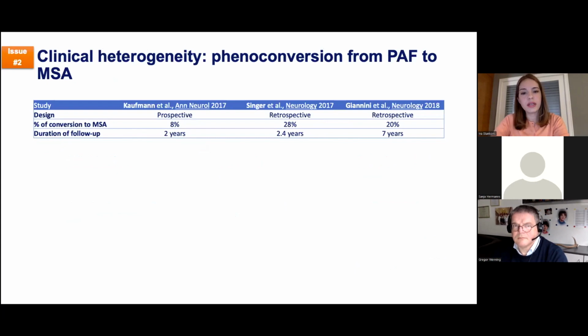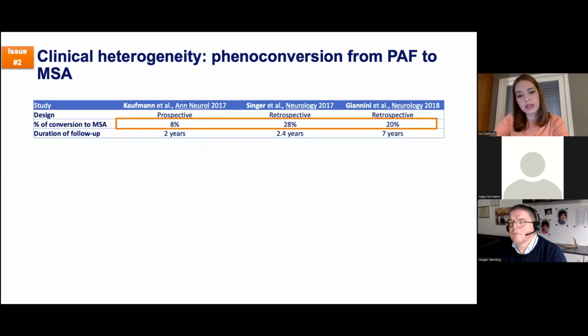Next issue is clinical heterogeneity. We now know from these studies, and have enough data, that some patients with pure autonomic failure during several years develop a synucleinopathy with central involvement. This is either Parkinson's disease or MSA, and 8 to 28% of these patients actually phenoconvert to MSA.